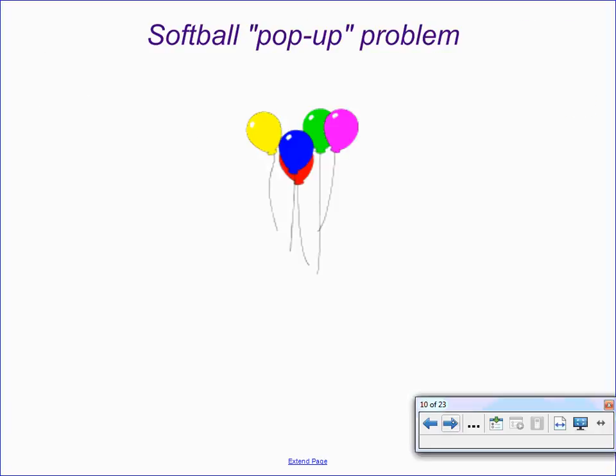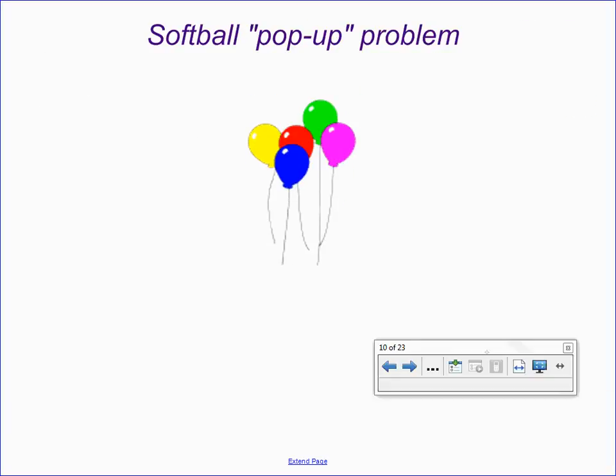Okay. So in just a minute, we're going to be using the stat plot and the list editor feature in my graphing calculator to inspect a different function and its derivative. We're going to do that via the softball pop-up problem.